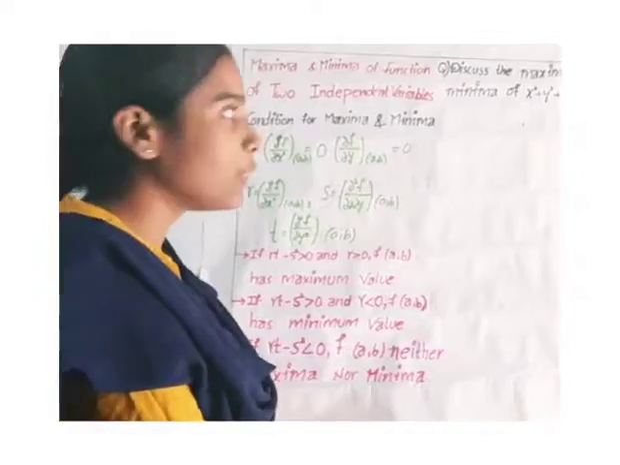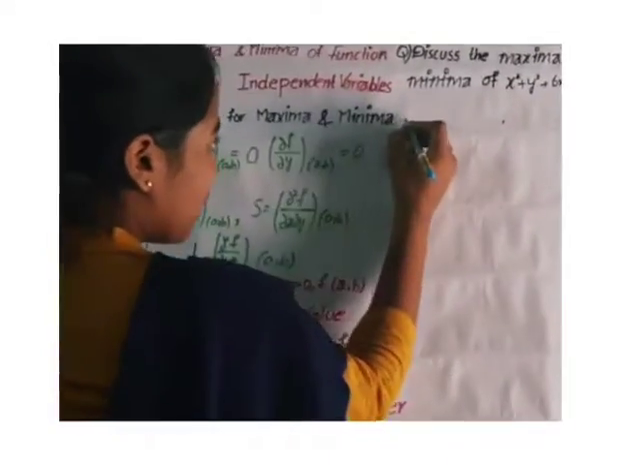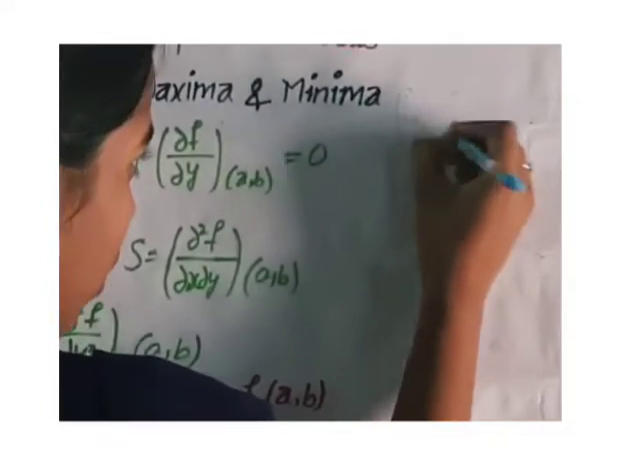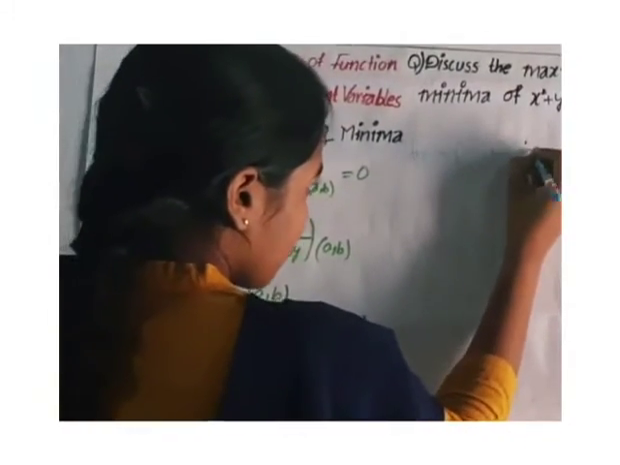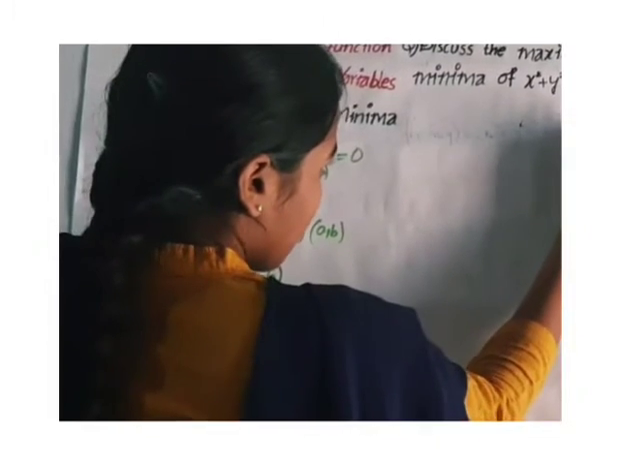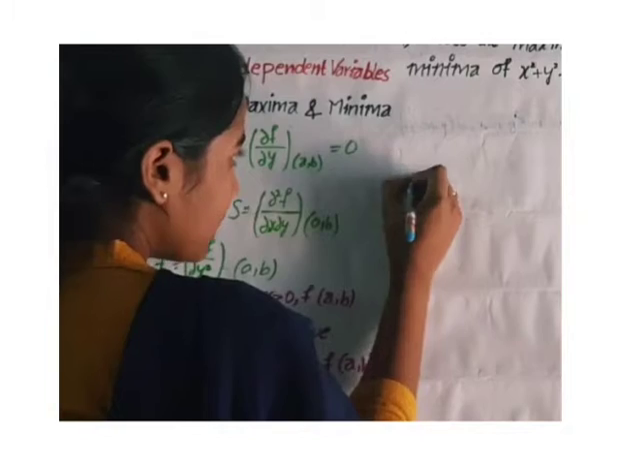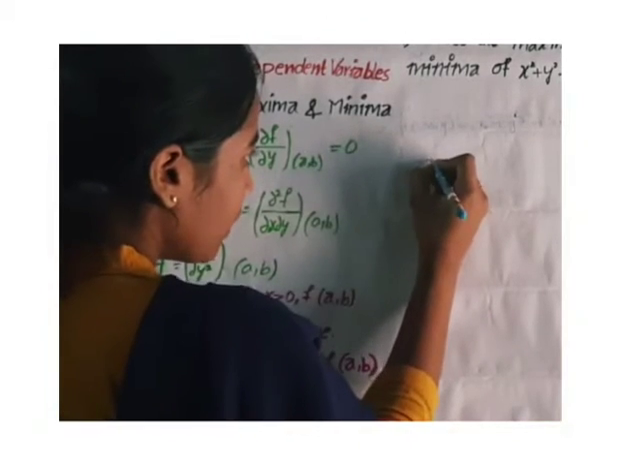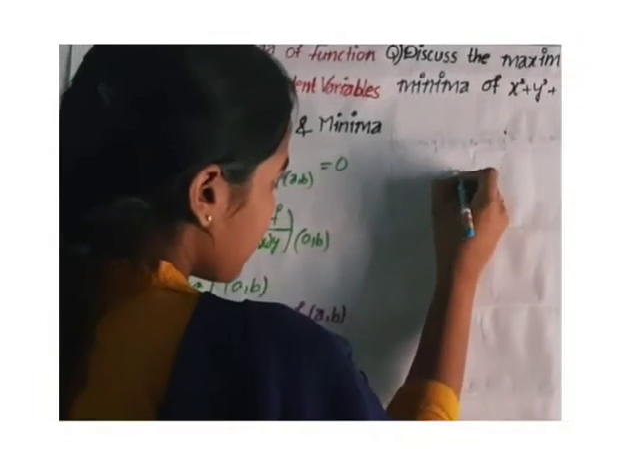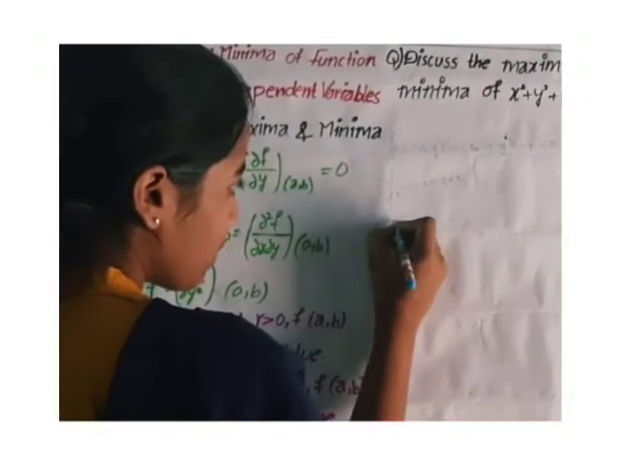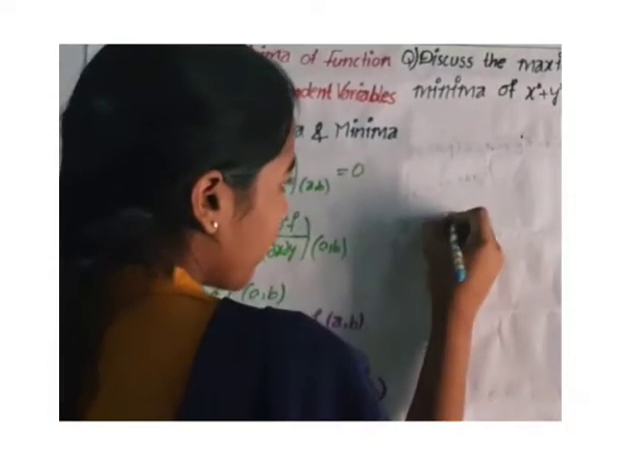Now we will look into an example so that it will be understood a bit better. The given equation is f(x, y) equals x² plus y² plus 6x plus 12. When we differentiate the equation with respect to x, ∂f/∂x is equal to 2x plus 6. When we differentiate the equation with respect to y, ∂f/∂y is equal to 2y.